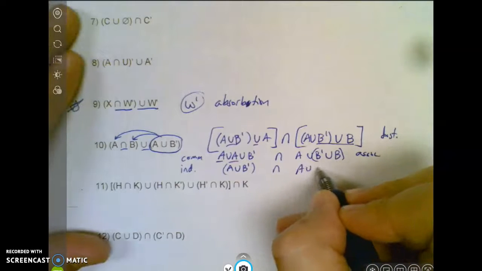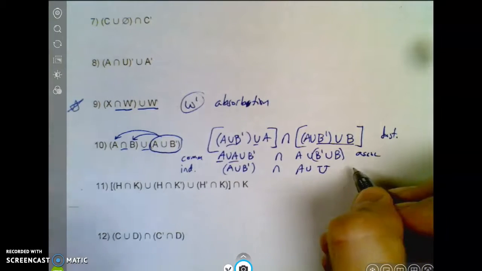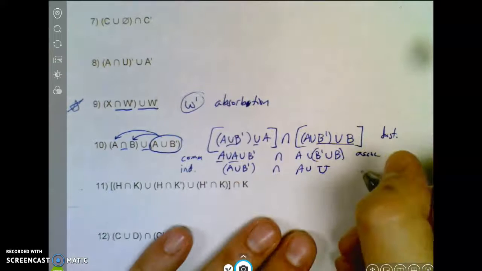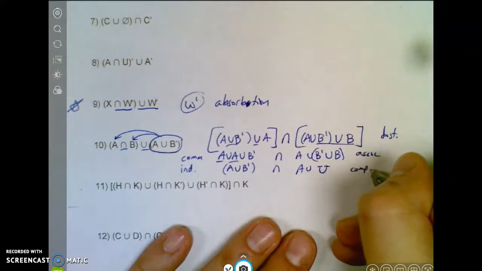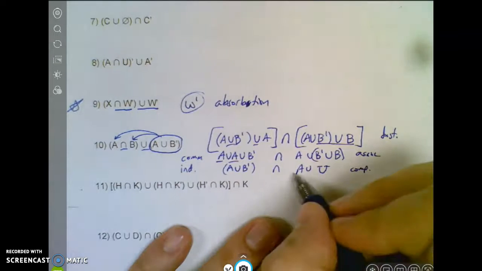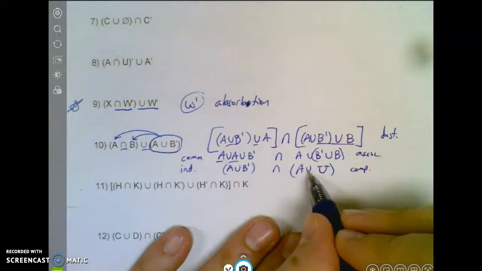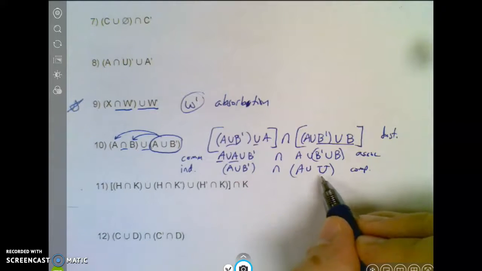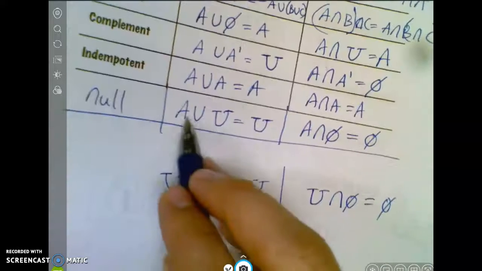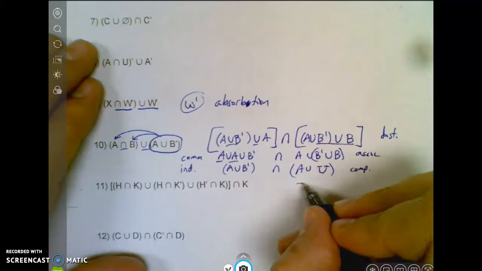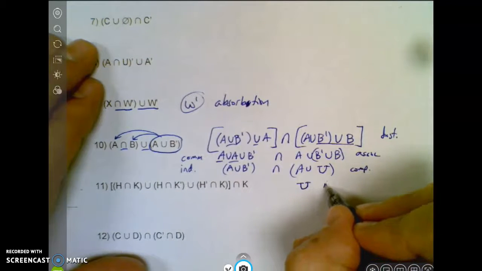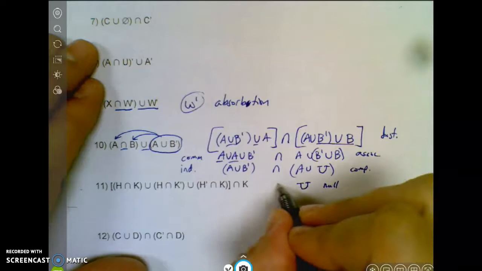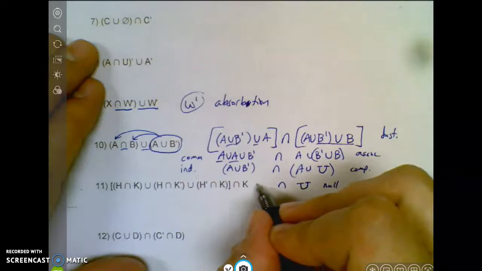So those two make the universe, and that's called the Complement Theorem, or law. And then what happens when I put an A with the universe? It makes the universe. That's the null law. So this one becomes a big old U. We don't really have space for that, do we?